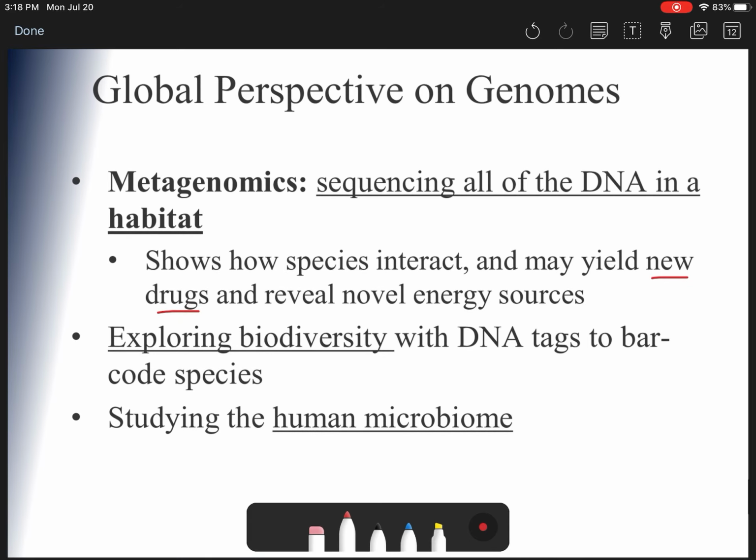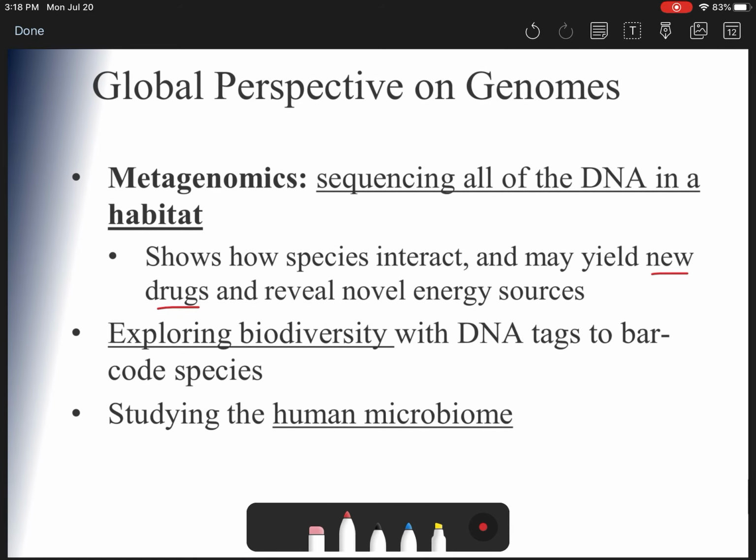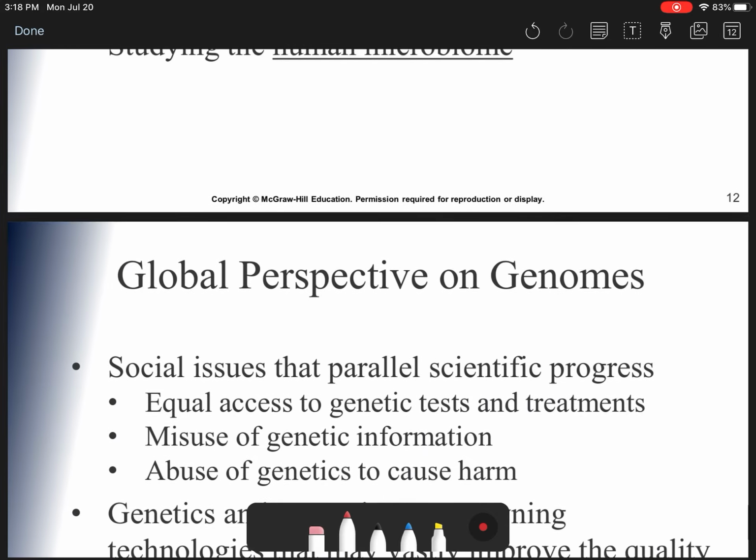So it also can be used to study the human microbiome. You have more microbes in and on your body than you have of your own cells. So understanding their genetic makeup too, and how that may interact with either helping your body or sometimes harming your body would be important as well.